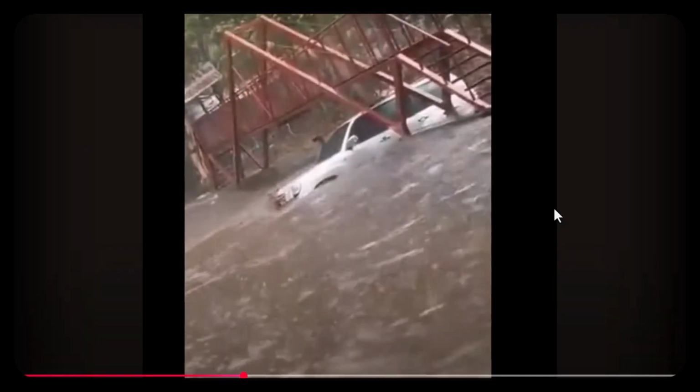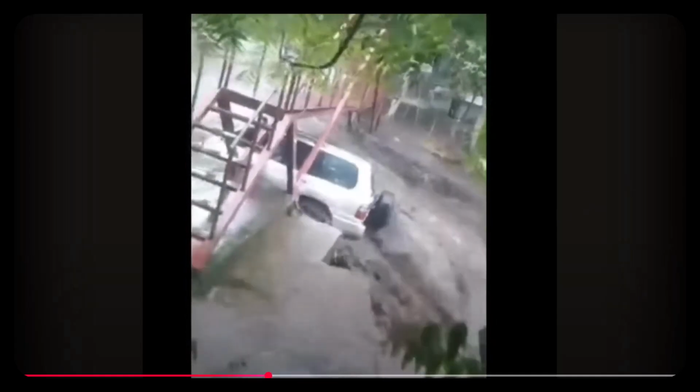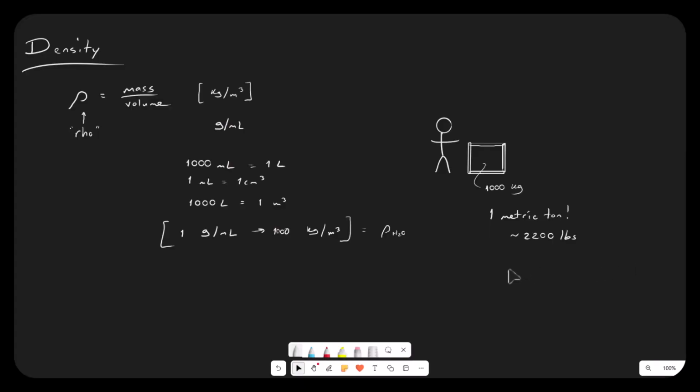Water weighs a lot. We don't really think about how much water weighs because cars also weigh a lot. But that's a ton of water. That's actually literally tons of water. It makes a difference. So that's the idea of density. It's just a mass over a volume.